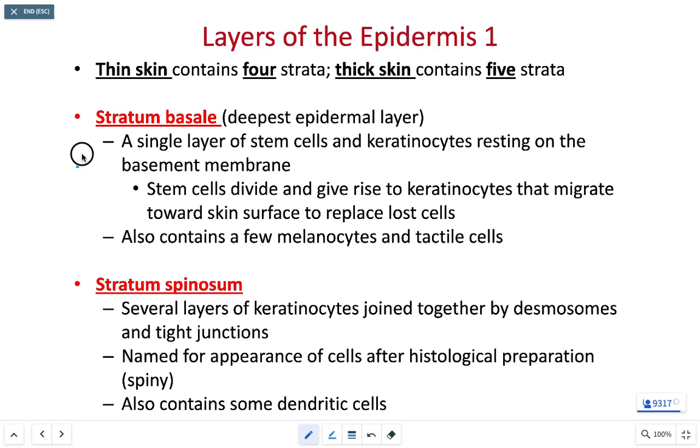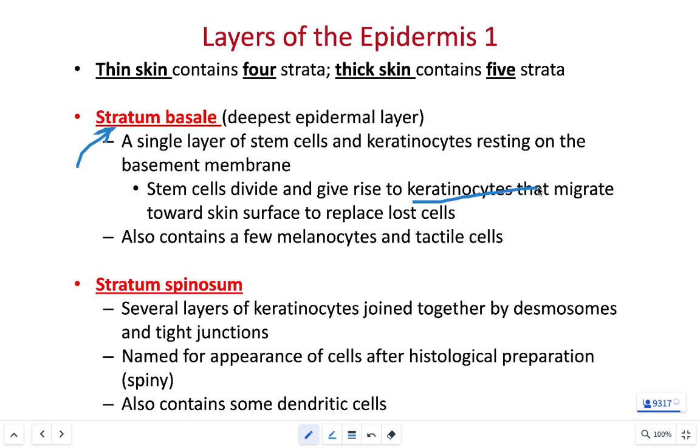We have the stratum basale, which is the deepest layer, and it's 1 layer of cells thick. It's going to be directly against the cells of the dermis, and it's going to receive a lot of nutrients. Because the stratum basale receives lots of nutrients from the underlying dermis, it's going to have lots of metabolically active cells. This is where those multipotent or adult stem cells of the skin are primarily going to be located. And as those multipotent stem cells divide, we get more and more keratinocytes, and we'll have a few tactile cells and a few melanocytes present in this layer as well.